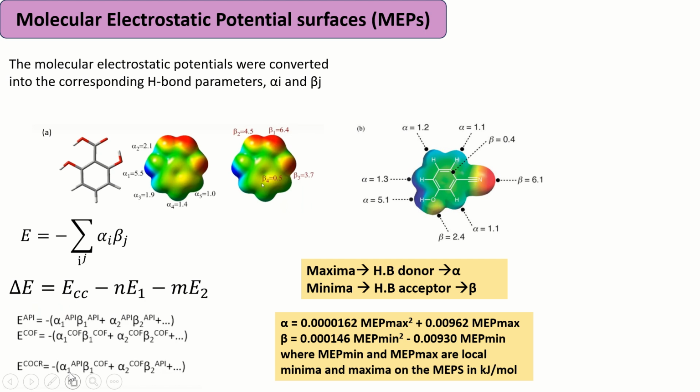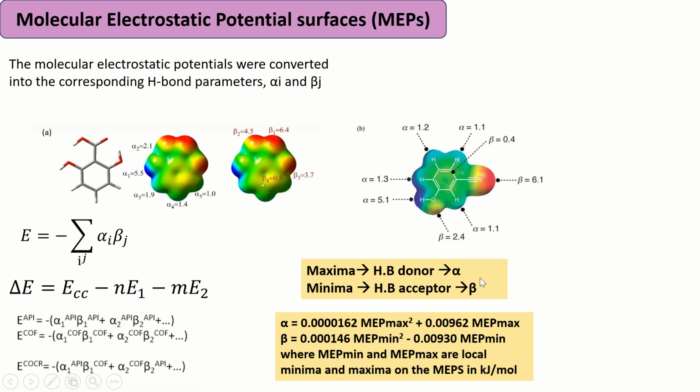So when we calculate these particular E's for the particular API and coformer, then we will put all these values in this equation and we will calculate delta E. We can also calculate these hydrogen bond parameters from this equation.